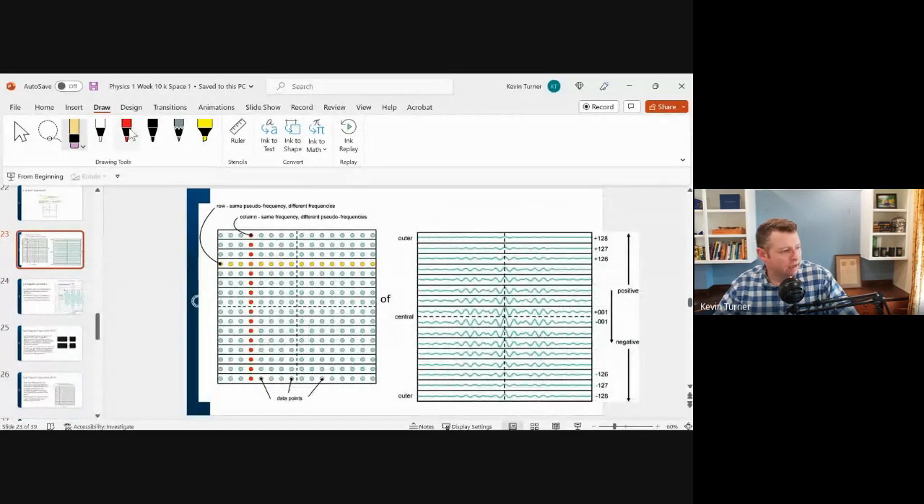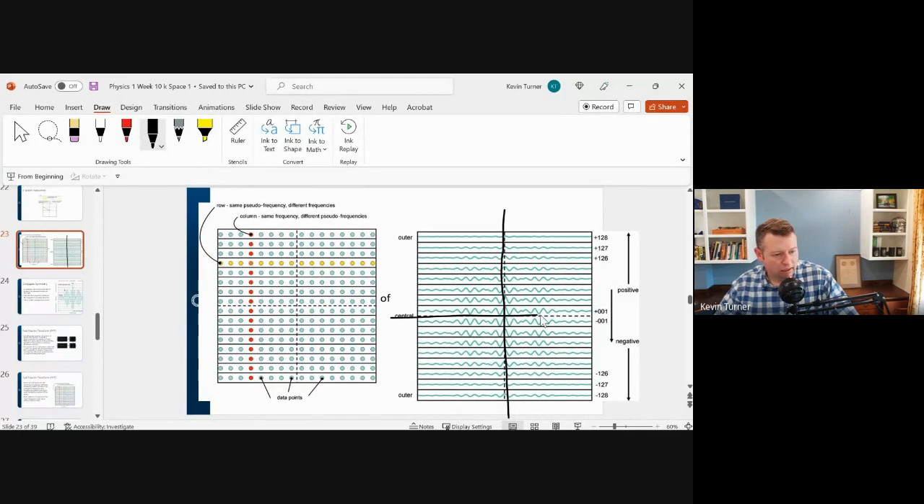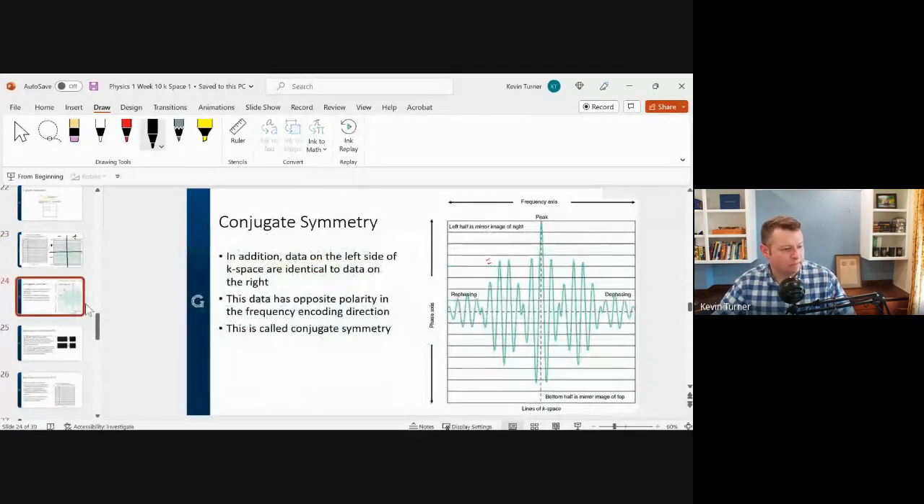So when we look at our K space, we have the positive side of the phase up here, and the negative side of the phase down here. The negative side of the frequency is here, and the positive side is here, right? So we have these four quadrants of K space based off of the polarity of the phase and the frequency gradient. Not the phase, the polarity. Okay. So that's what we call conjugate symmetry. That is what we call conjugate symmetry.